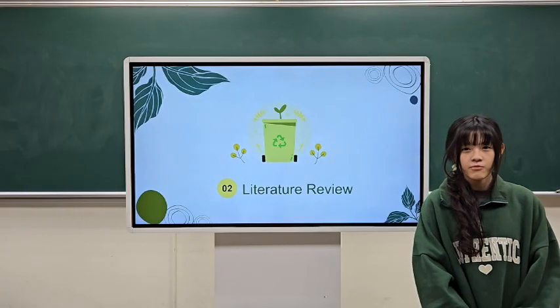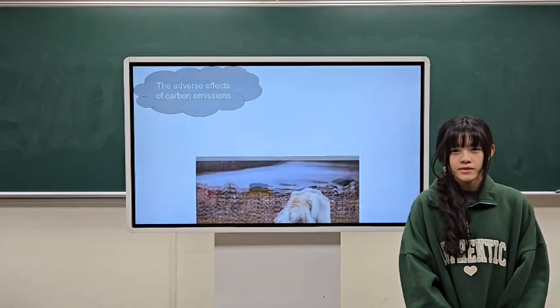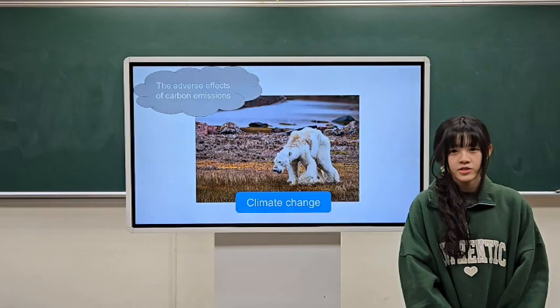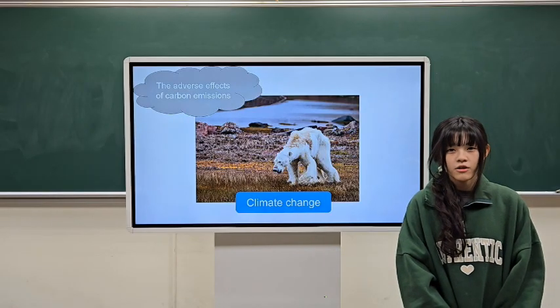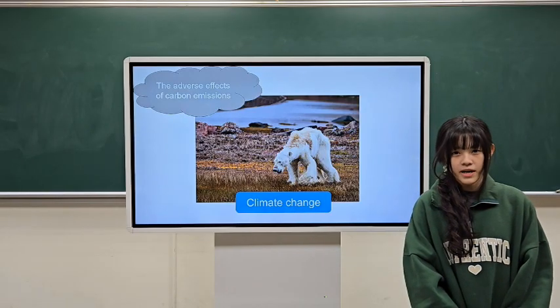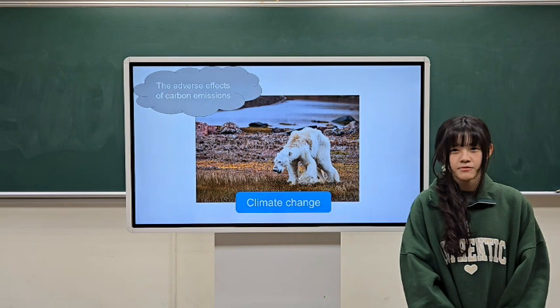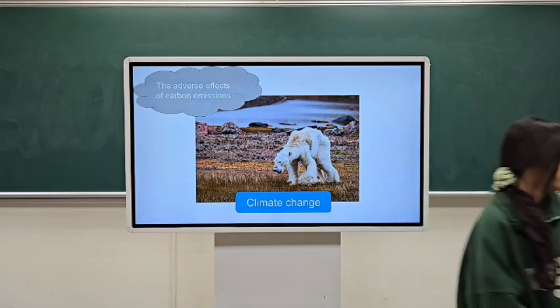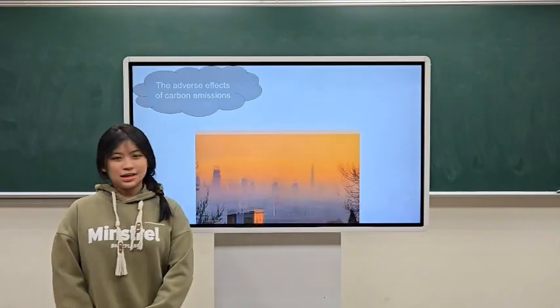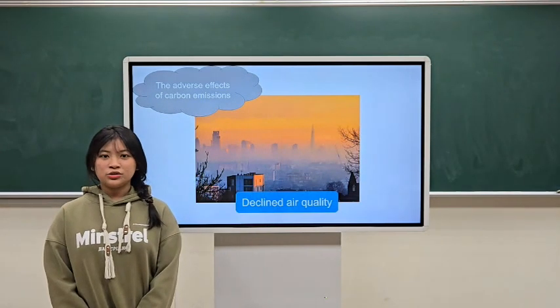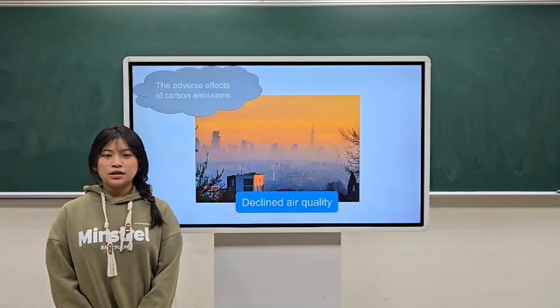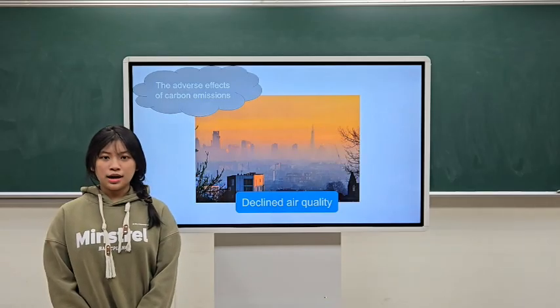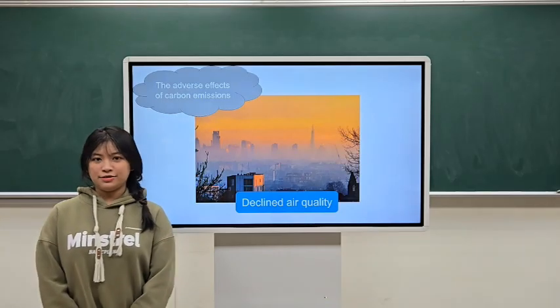Next, literature review. First and foremost, let's highlight the impact of carbon emissions on our environment. Global warming triggers extreme weather events, causing polar ice caps to melt, raising sea levels, and threatening human settlements. Next, carbon emissions contribute to declining air quality. They produce pollutants which degrade the air we breathe and harm human health.